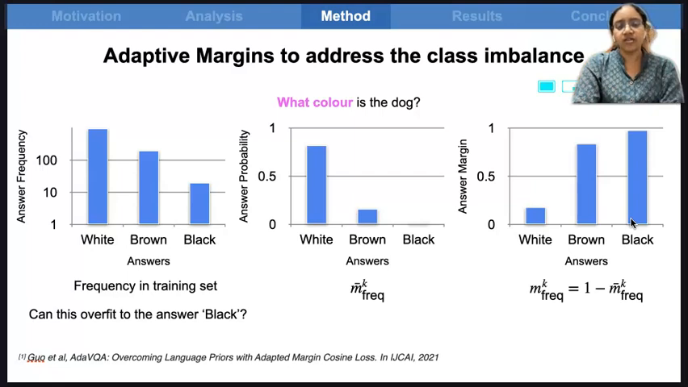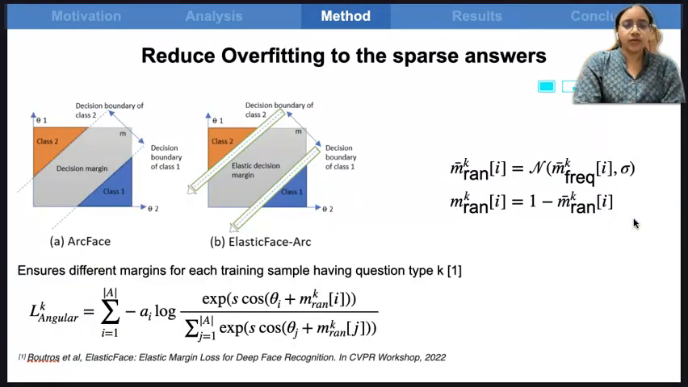However, the problem with this formulation is that now the model will focus too much on the sparse answers like black and tend to overfit to them. To do away with this overfitting, we randomize the margins by passing them through a Gaussian. This stochasticity increases robustness, as now for each training instance having the same answer, the margin values vary. The resultant loss with the adaptive margin loss looks like this.